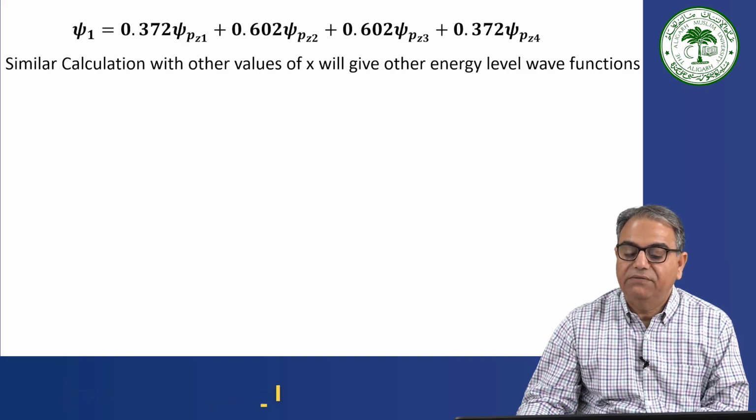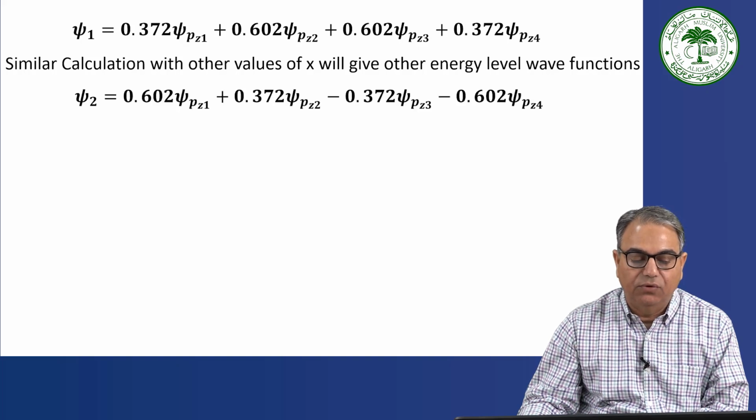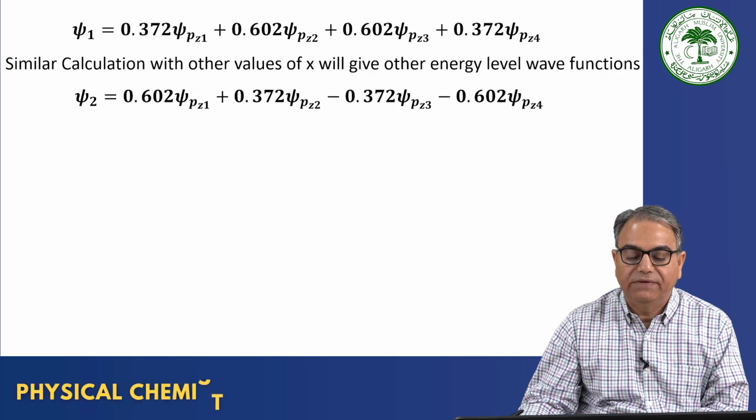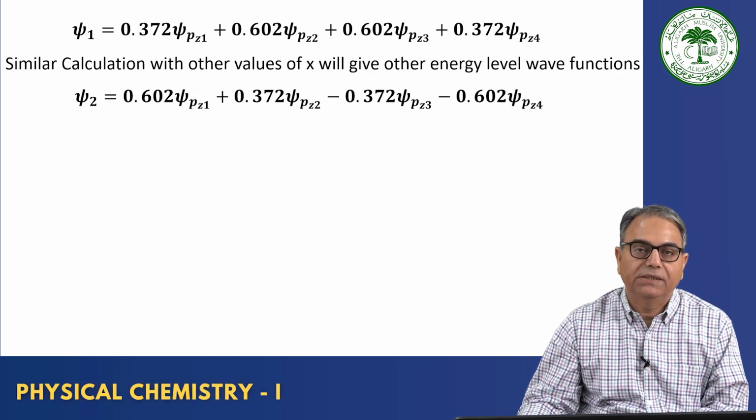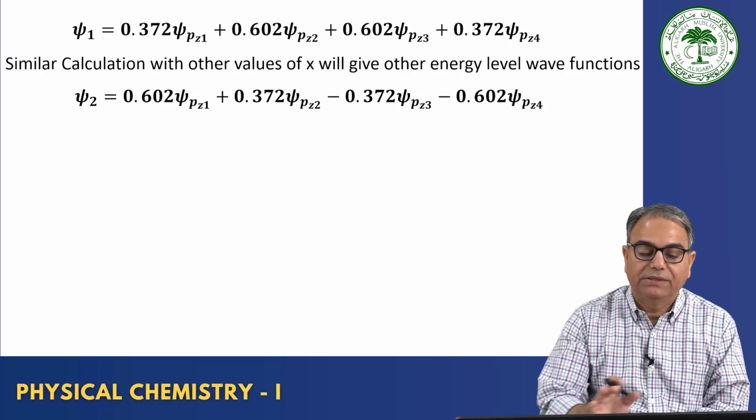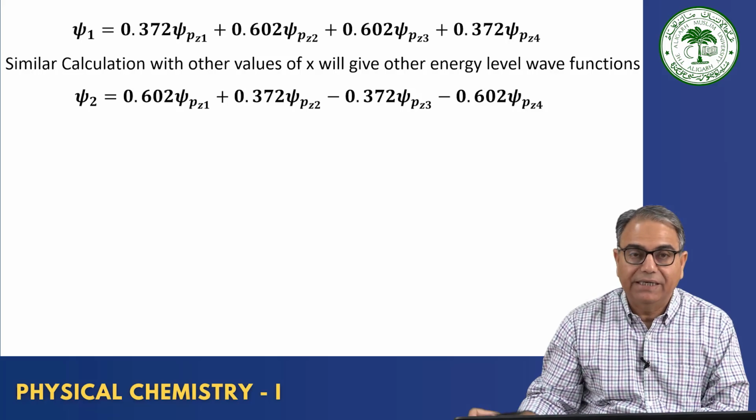Similar calculation with other values of x will give other energy level wave functions. I did not do the other functions because we have already done many calculations, and I've just written the values of psi 2, psi 3 and psi 4. So psi 2 comes out to be 0.602 pz1, and then plus 0.372, minus 0.372, minus 0.602. That you should practice, how you will get these values, because similar values you should get by placing another x value.